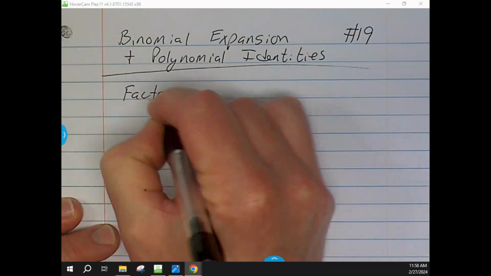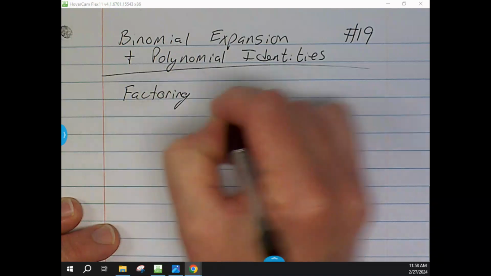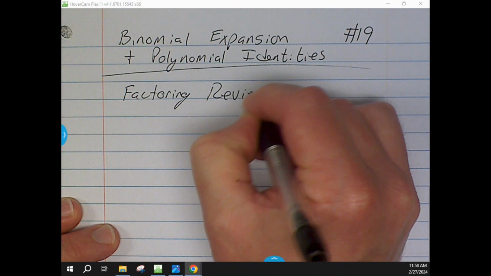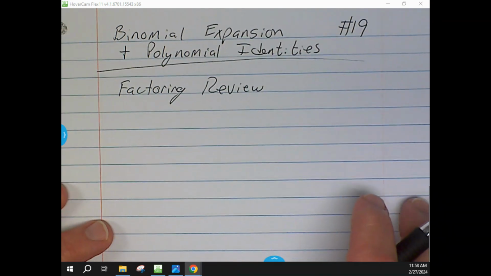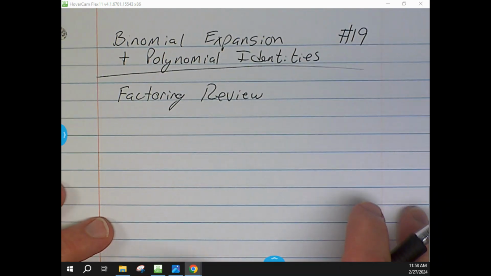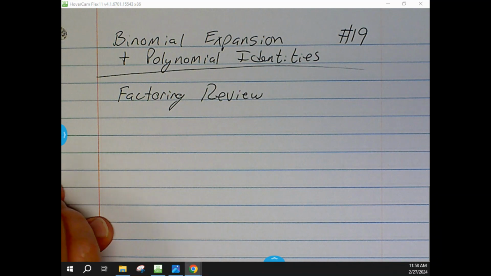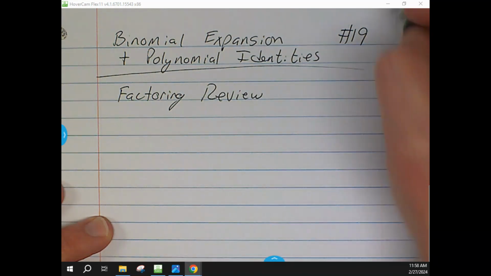All right, so very first thing we're going to do with this one is we're going to do a little bit of factoring review because it never hurts, because factoring keeps popping up as we go along with some different things. So we're going to keep reviewing on this one just to make sure everybody's good.